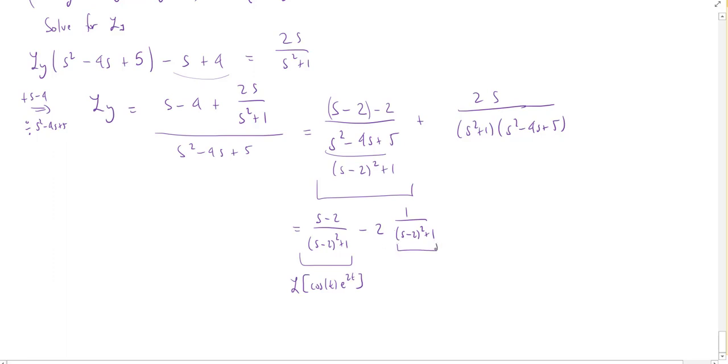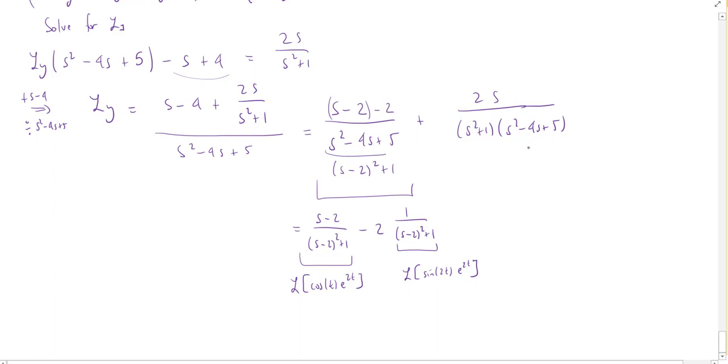And this bit here is the Laplace transform of sine of 2t times e to the 2t. Cool. Now we've got to deal with this other bit. Right, so this other bit looks like partial fractions. And oh, how gross, right? There's two quadratics.